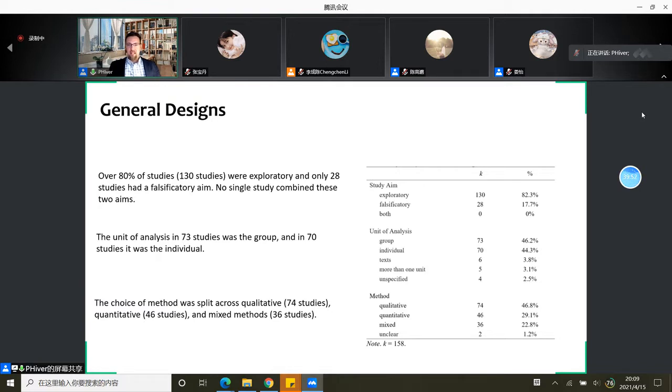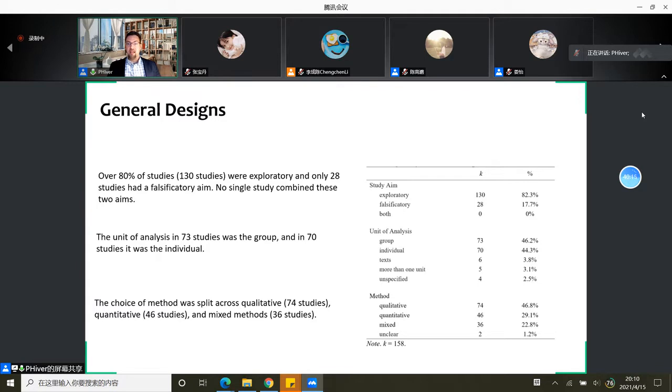And the unit of analysis was also fairly straightforward. In 73 studies in this group, it was the group level. And in 70 other studies, it was the individual. There were a very small number of studies that combined these, that had more than one unit of analysis in the study.